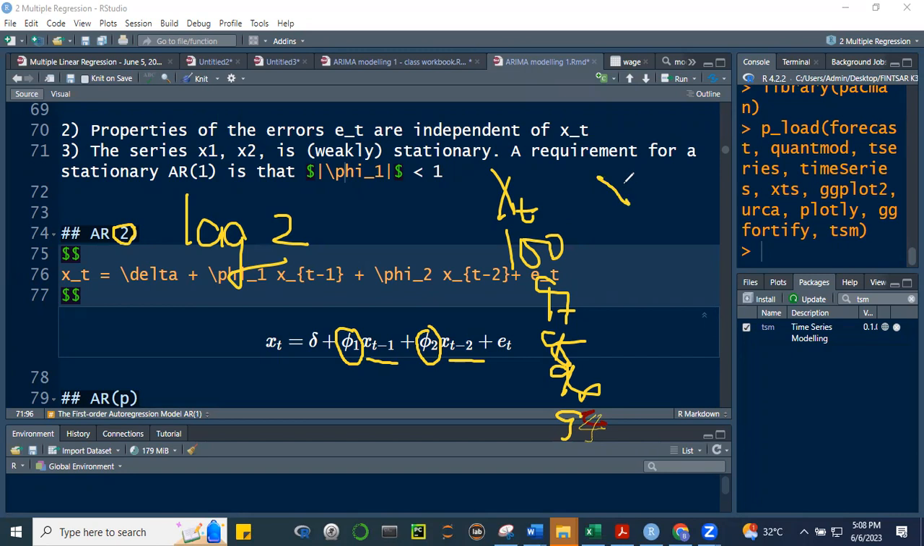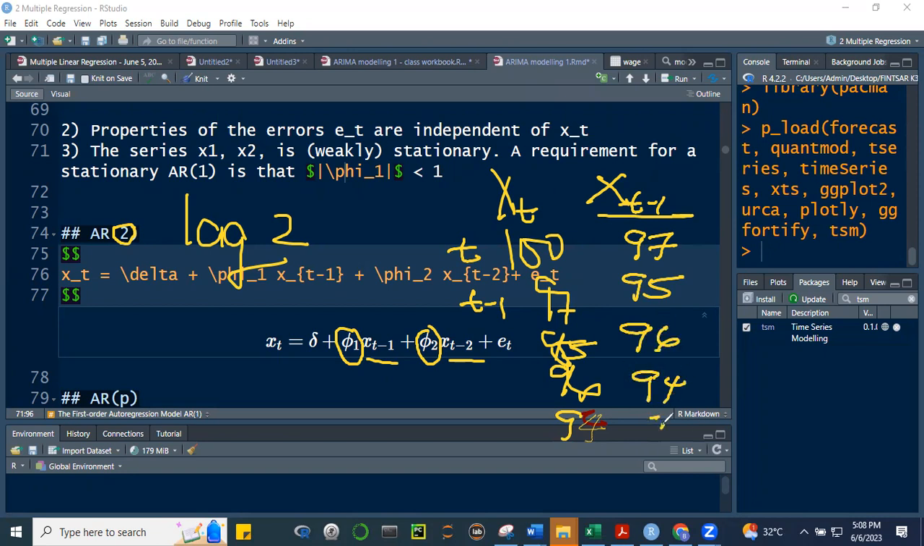So we have another series here, x sub t minus 1. Ano is x sub t minus 1? So take note, this is t. This is t minus 1. This is t minus 2. Okay? So yung x sub t minus 1 natin will be lag 1, 97 to. And then 95. And then 96. And then 94. Etc. No? So that's x sub t minus 1.